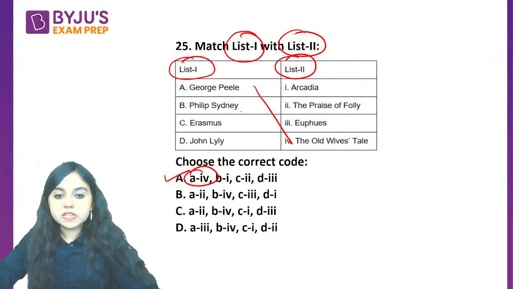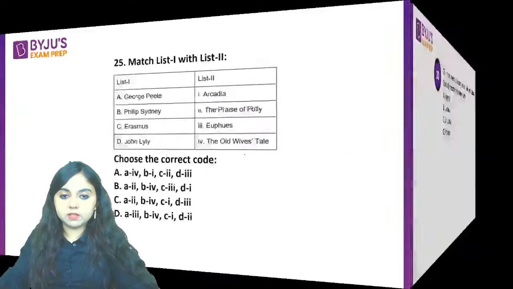Okay. Philip Sidney is writing Arcadia. Erasmus is writing In Praise of Folly. Lilly is writing Euphues, right? So this is the right answer.